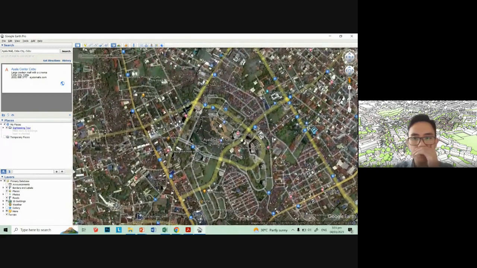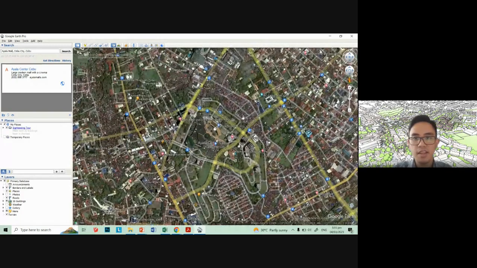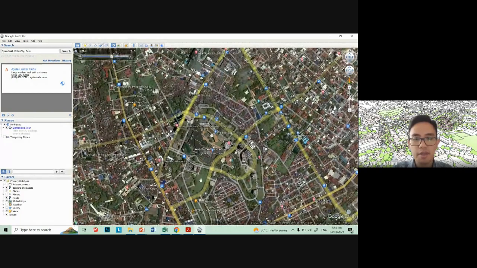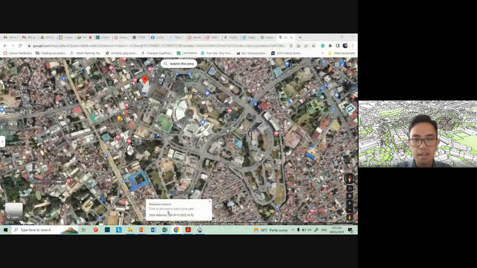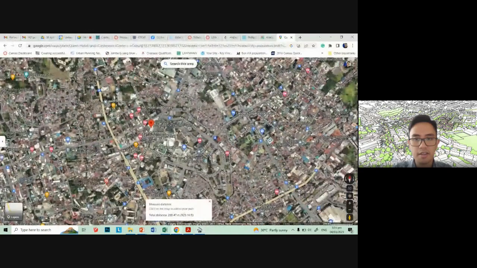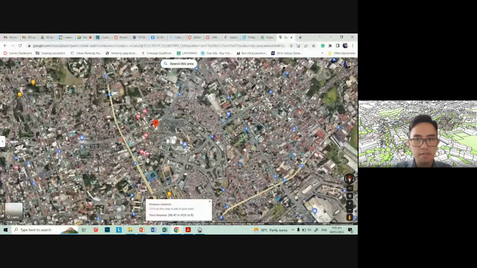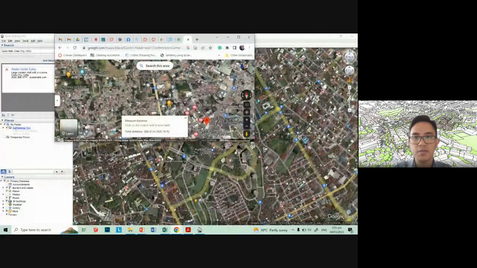2008. Look at that, so much green. So this is Ayala in the 2000s, and this is Ayala today. I'll put them side by side so we can better compare.